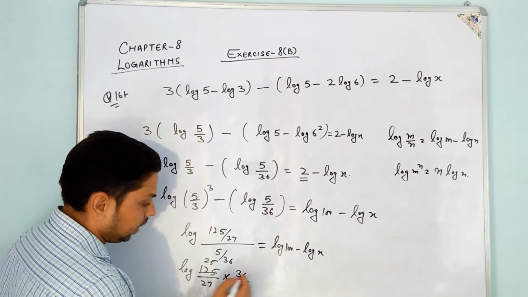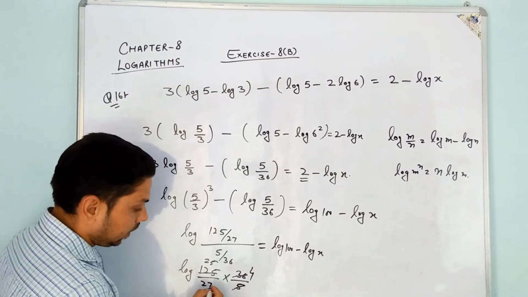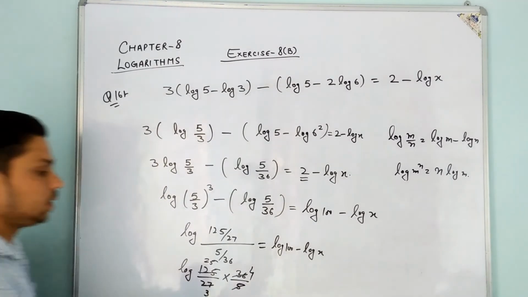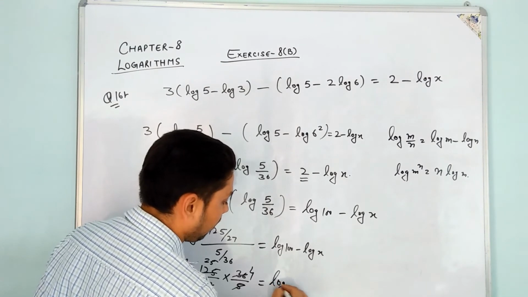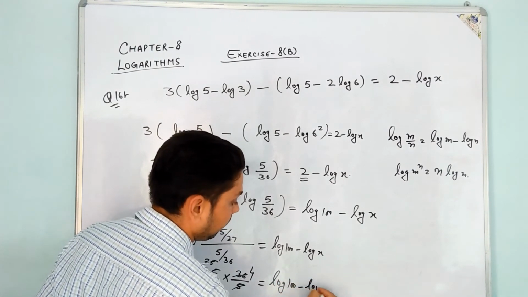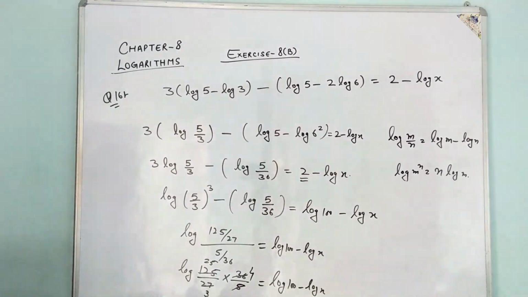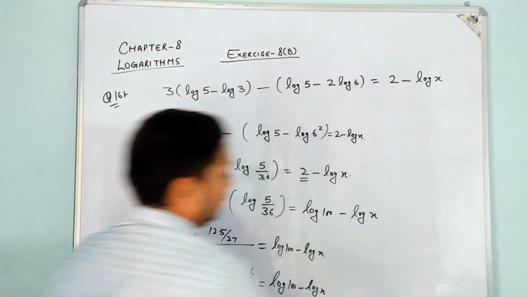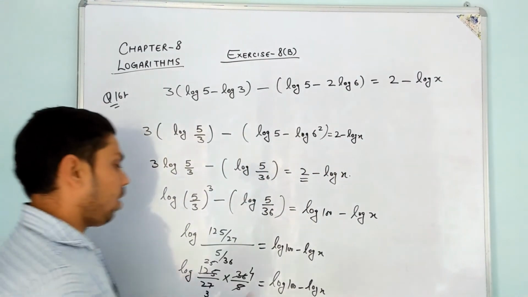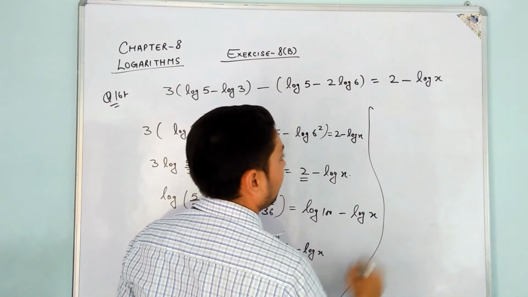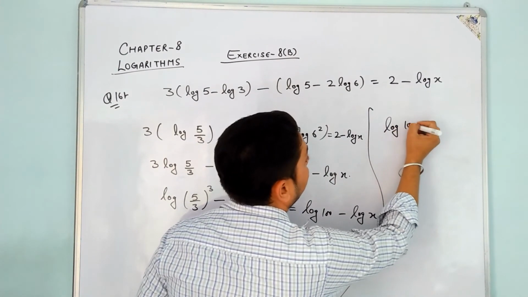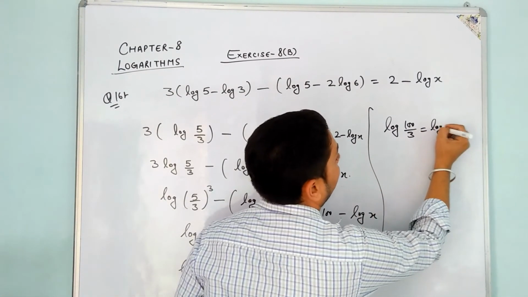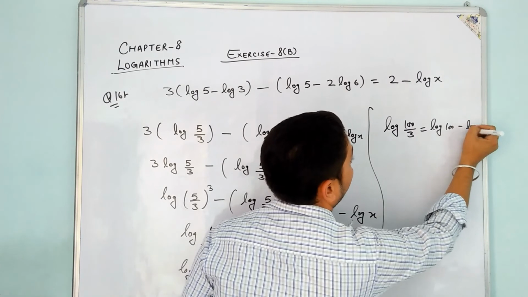Then we have 25, 9 fours are 36, and 3 threes are 27, so this is equal to log of 100 upon 3. This is equal to log of 100 minus log of x.